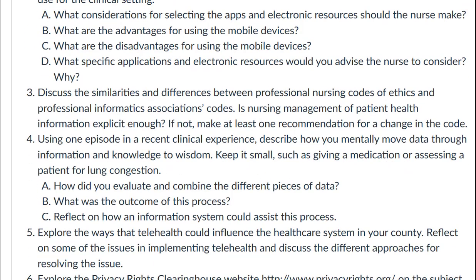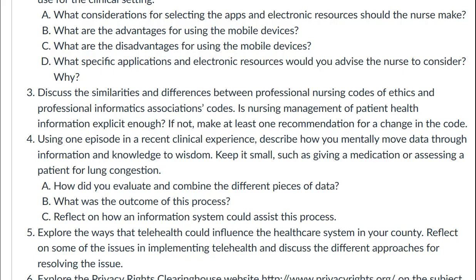So, a few tips here. Don't forget to follow your APA formatting. Use your scholarly references and cite them as appropriate in APA format. Please proofread your submissions. One of the things that I have noticed in previous semesters is that the student will answer the question at a very surface level. And I encourage you to go one step further.